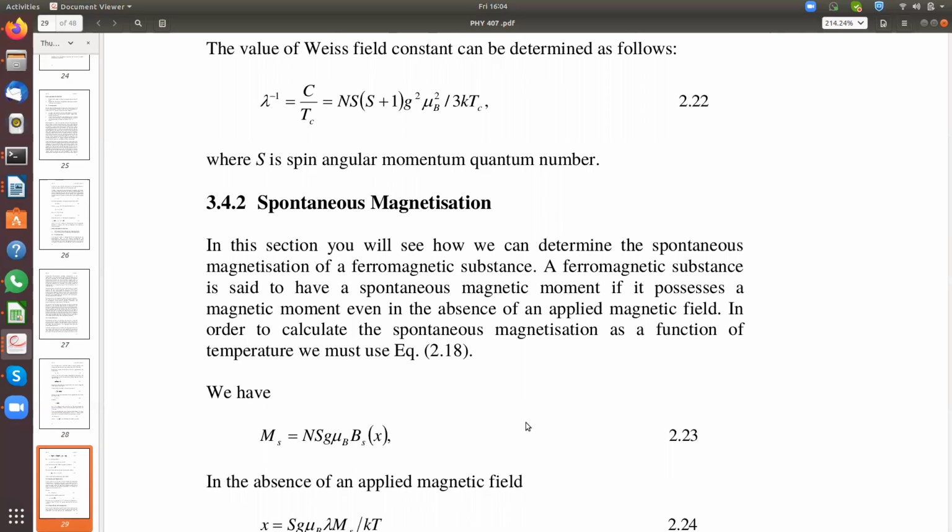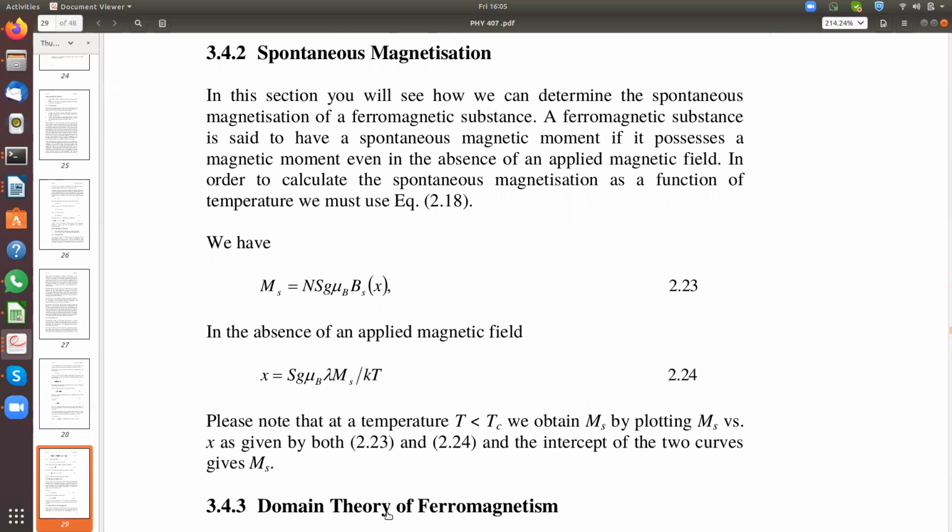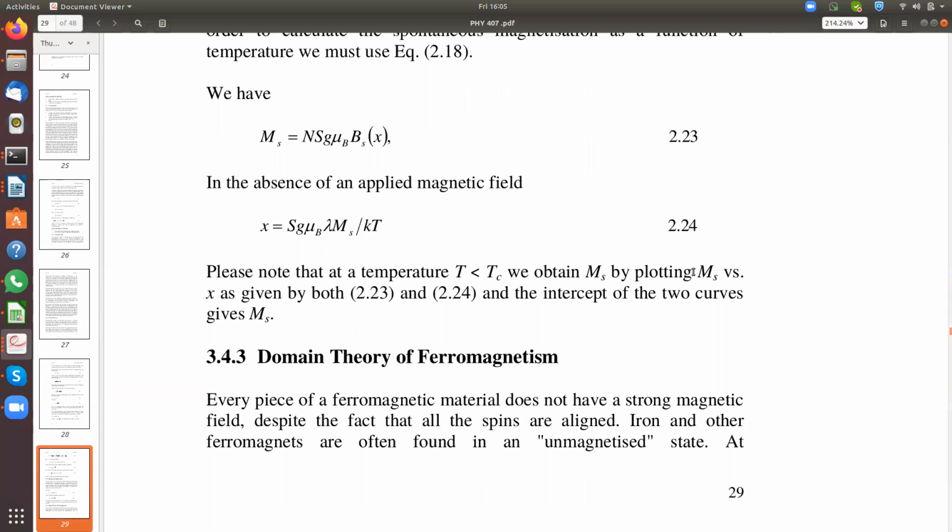In order to calculate the spontaneous magnetization as a function of temperature, we can use equation 2.18, which is like this. Then in the absence of applied magnetic field, you have x equals g mu lambda M_s over kT, meaning that B is not there, which is the magnetic field. Please note that at a temperature far less than the Curie temperature, we obtain M_s by plotting M_s versus x as given in equation 2.23. That is, when you plot the graph of magnetization against x, you get your M_s.